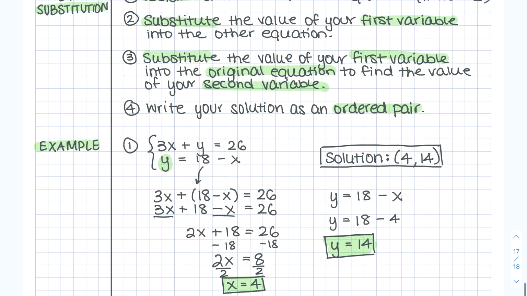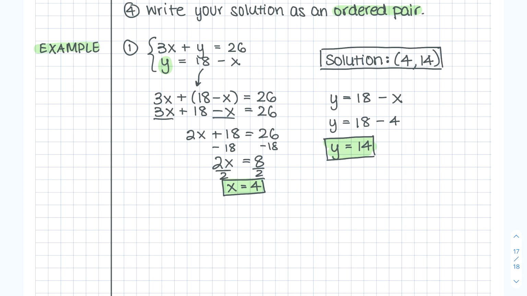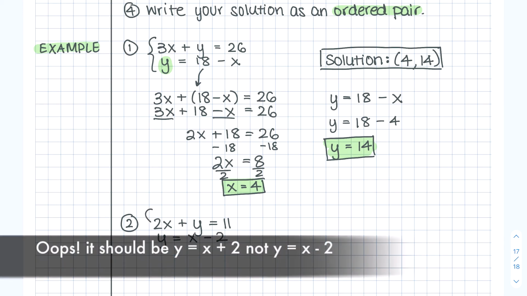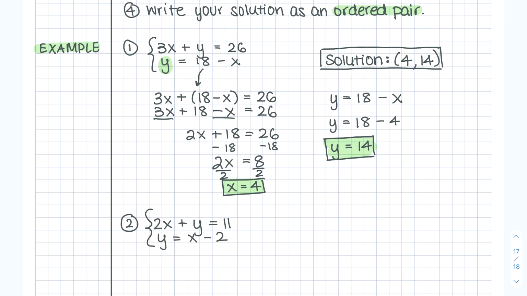So what I'm going to do is I'm going to give you guys another example to do on your own, and then let's see if you guys can get the right answer. So this one will be, let's see which one we want to give you guys. 2x plus y equals 11, and y equals x minus 2. Try solving that one and see what answer you come up with.